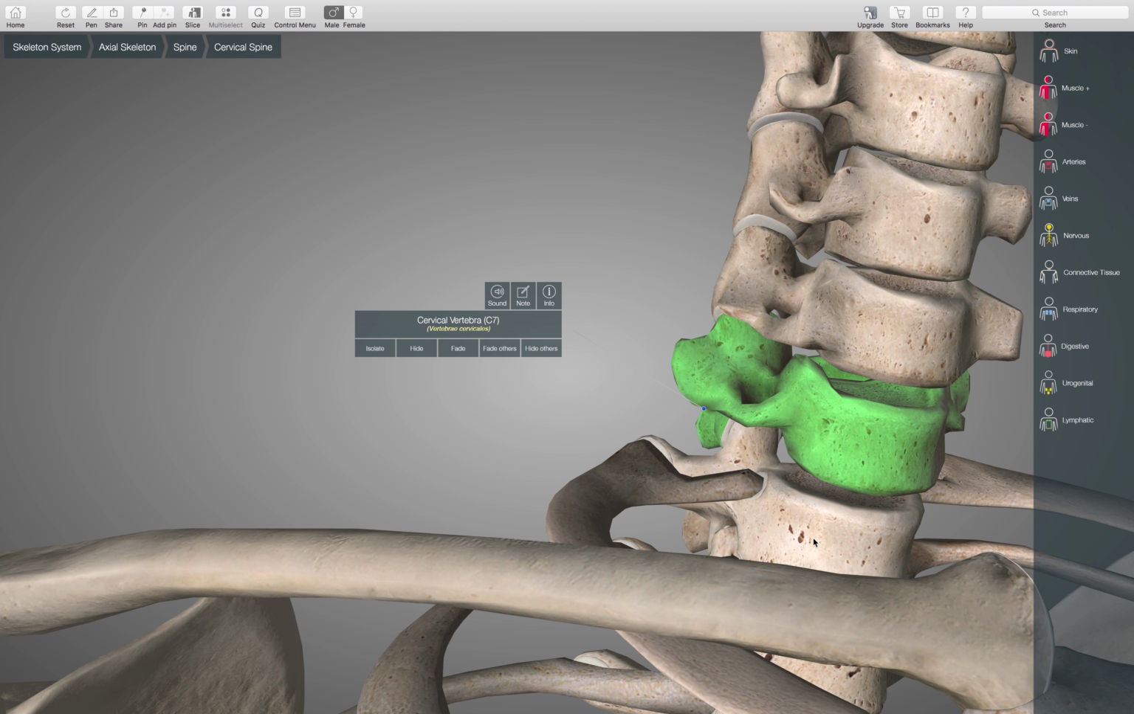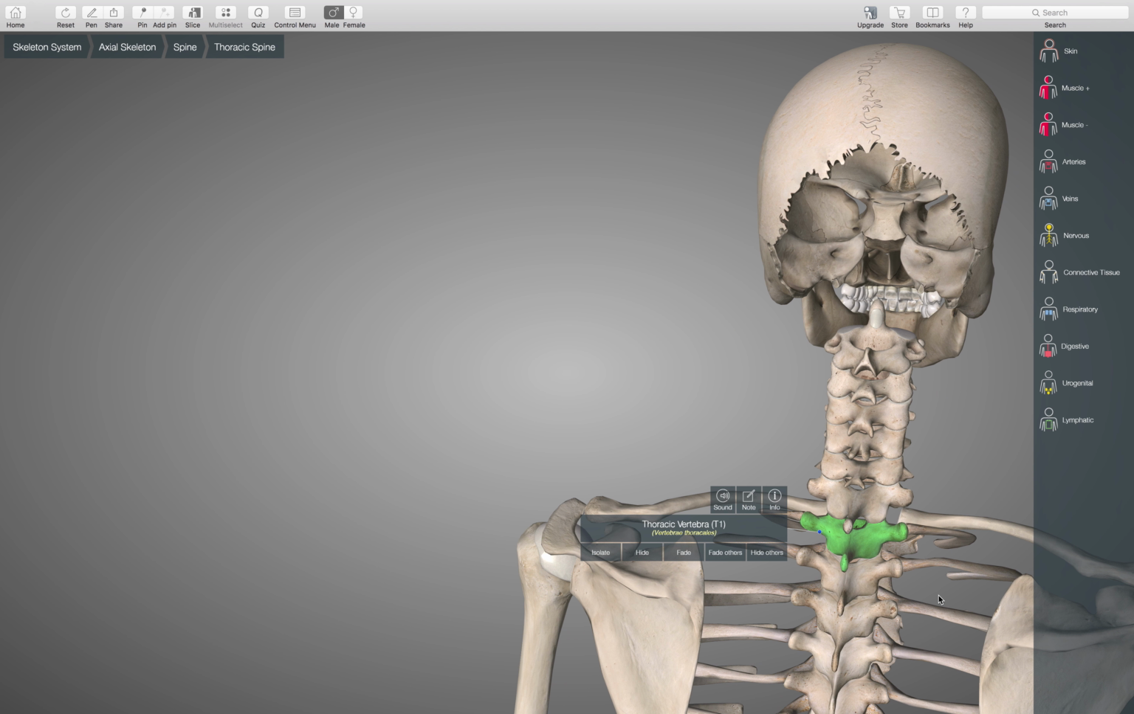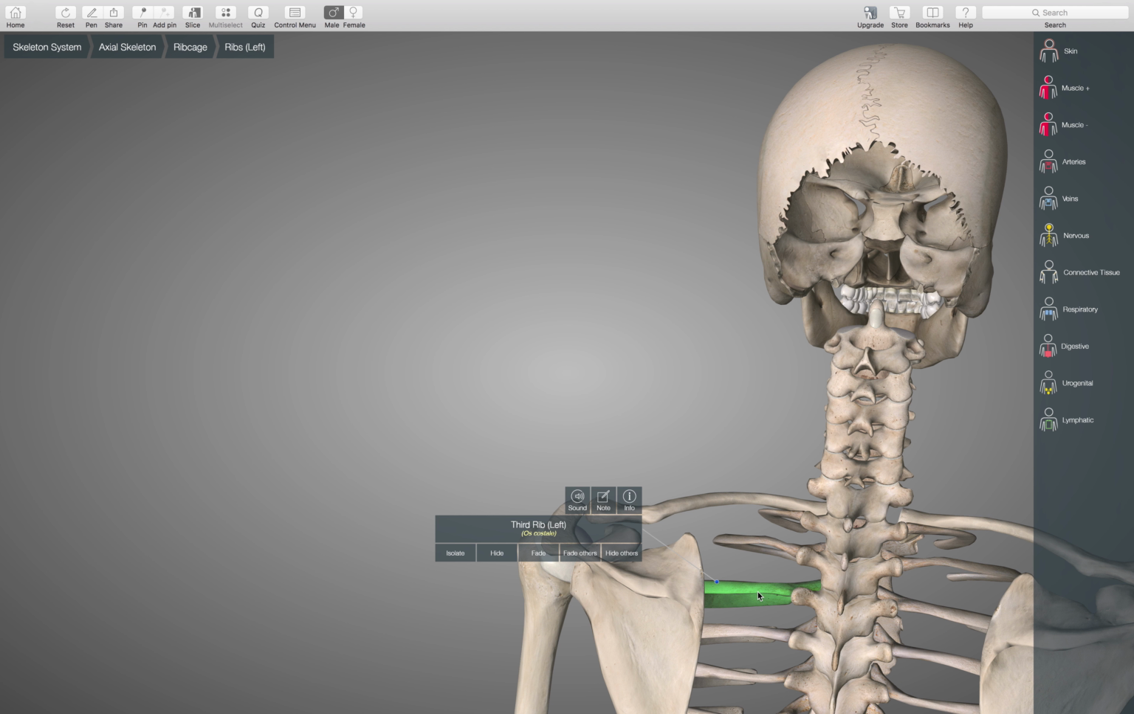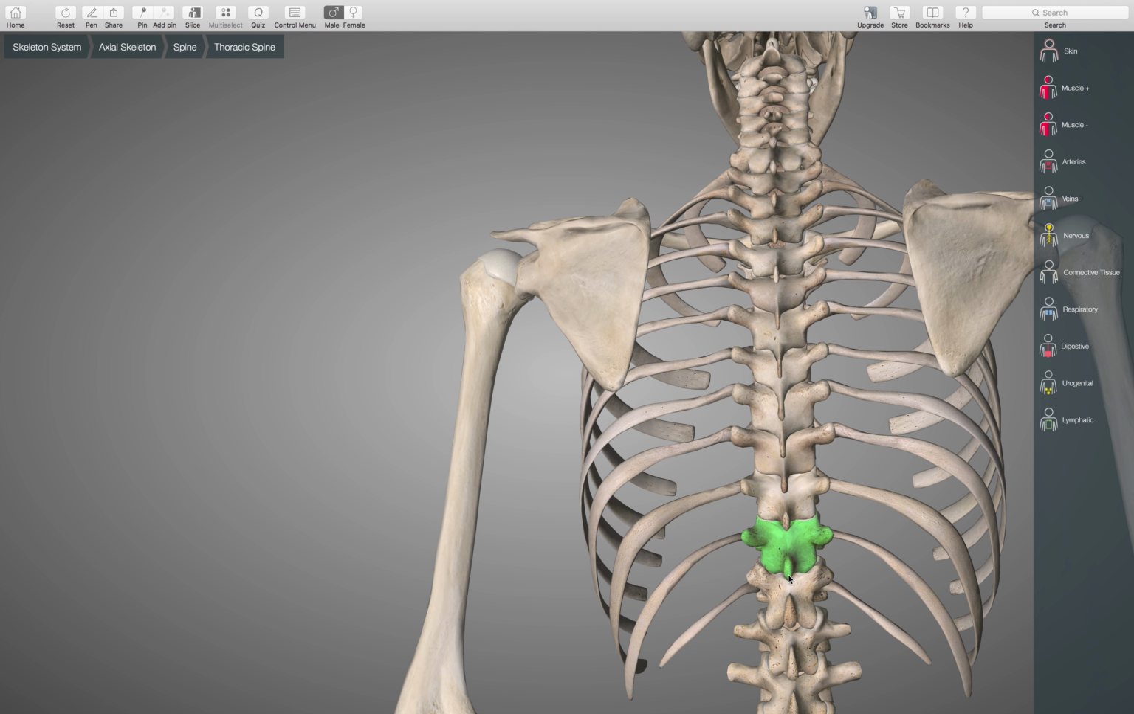Then come the thoracic vertebral bones. The thoracic vertebrae are all bound with ribs. There are 12 thoracic vertebrae, so there are 24 ribs on the left and right. The ribs are named the first rib, second rib, to the 12th rib on the left and the 12th rib on the right. These are all thoracic vertebrae, from thoracic 1 to thoracic 12.